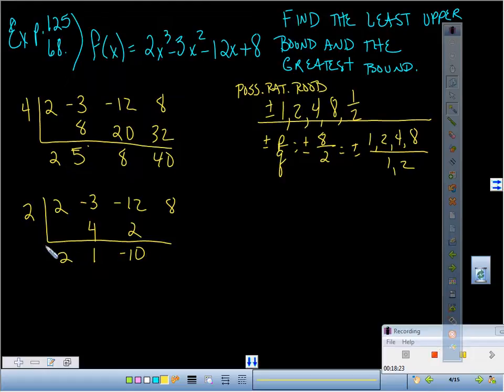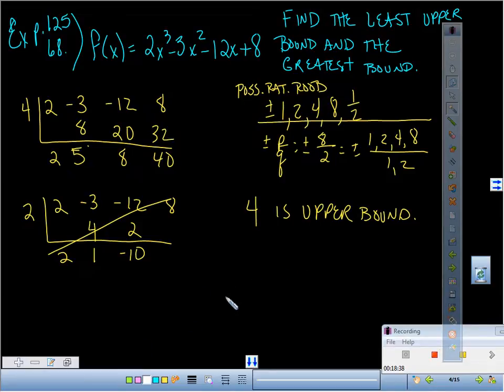I get a negative 10. So what's my upper bound? 4. Do you understand? Okay. Now we're going to find the lower bound.